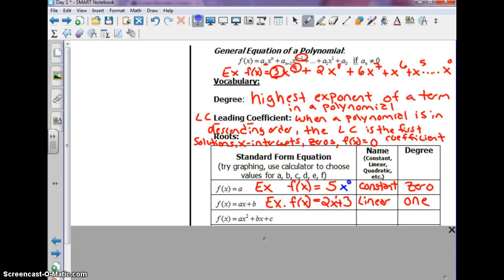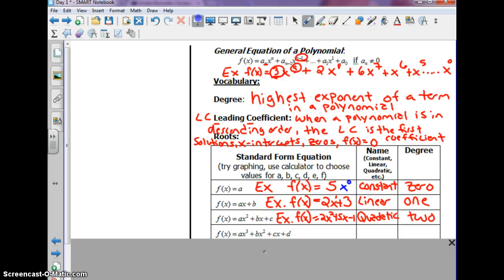All right. ax squared plus bx plus c. For example, in my calculator, I might graph 2x squared plus 5x minus 1. This is a quadratic. You know this one. We've used this one several times. So we're going to do quadratic, and that has a degree of 2 because 2 is the highest exponent on my x, on my variable.